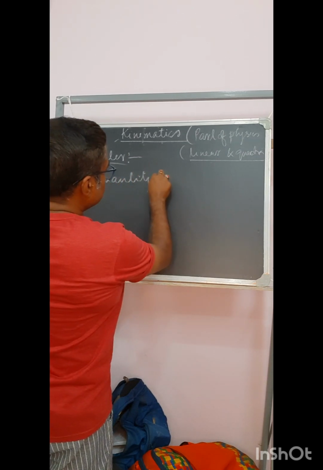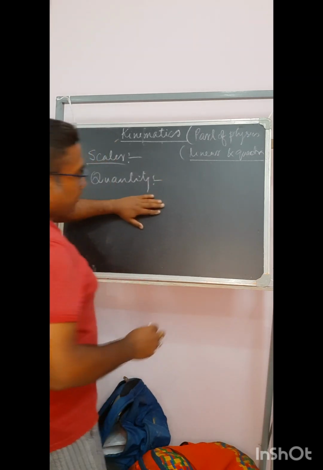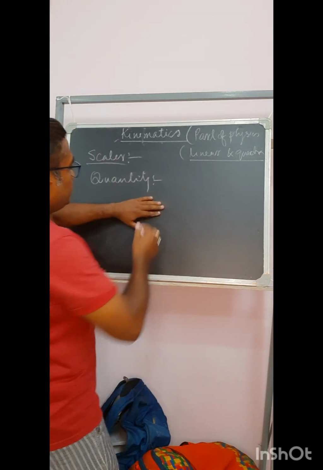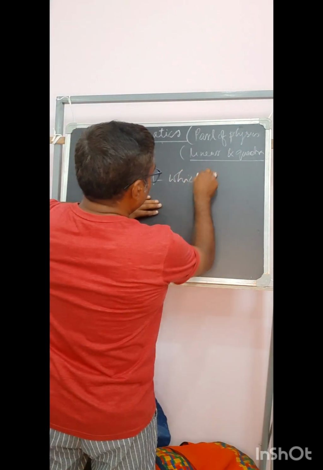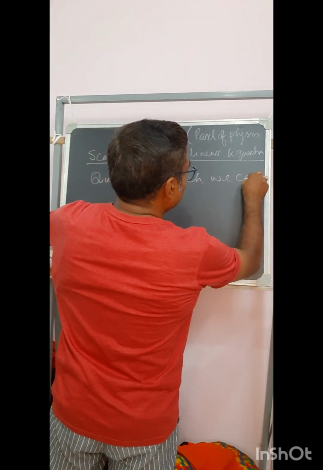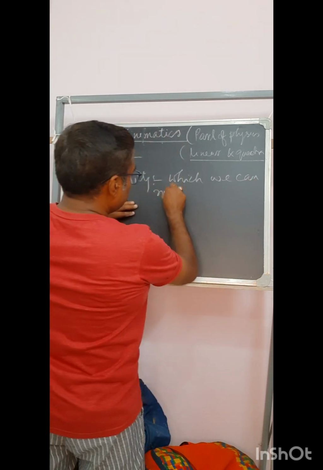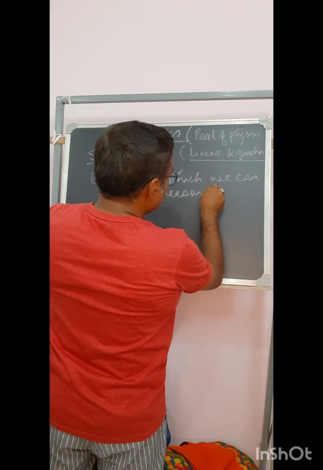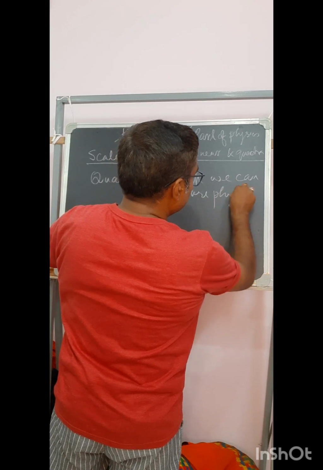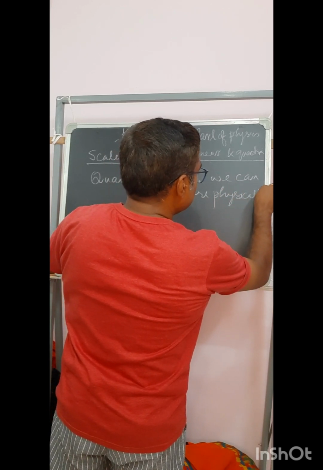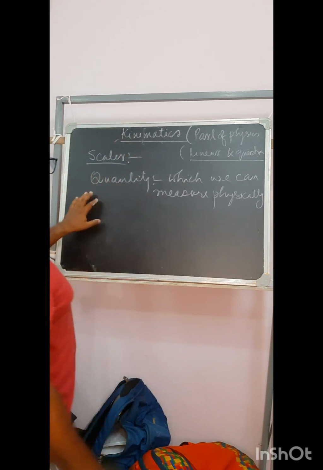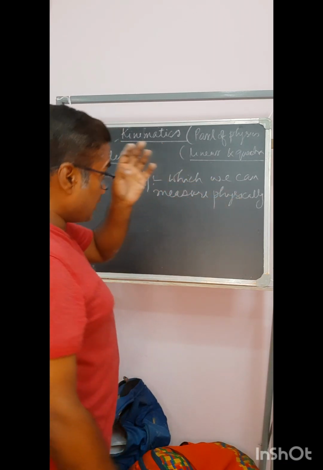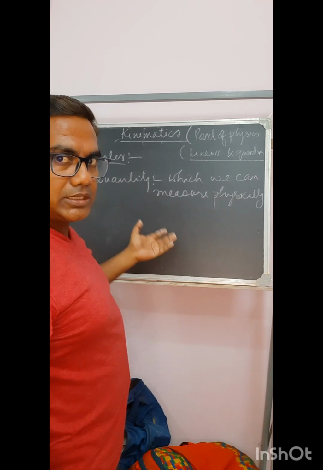So what is quantity? Quantity is something which we can measure physically. This could be the best definition for quantity: which we can measure. So what we can measure physically is a quantity.